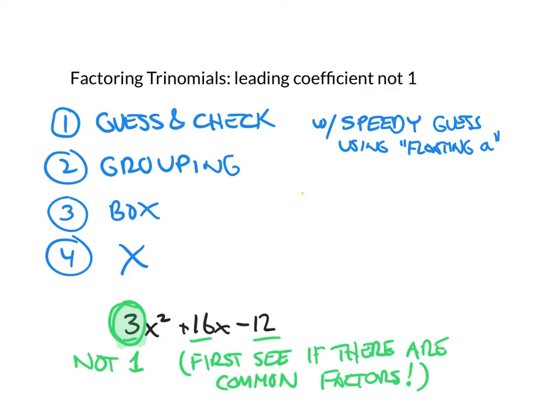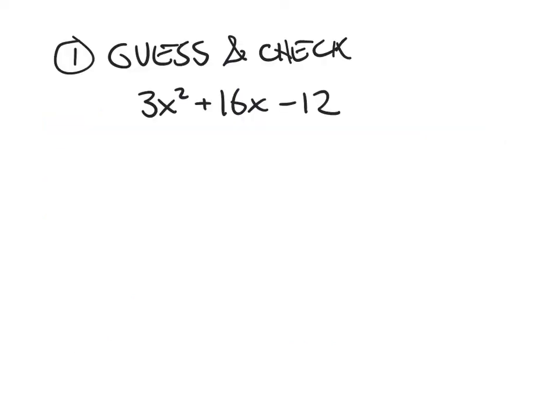We're going to guess and check. We're going to do it by grouping. And then method 3 and 4 are kind of ways to organize your work if you're doing it by grouping. So they're related to grouping. So you can skip ahead to the section that you want to watch.